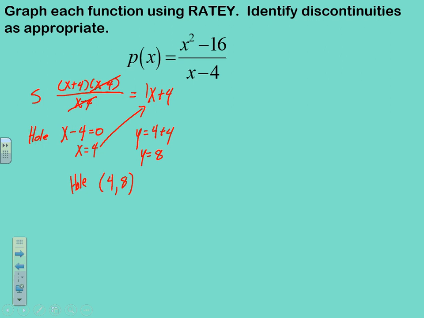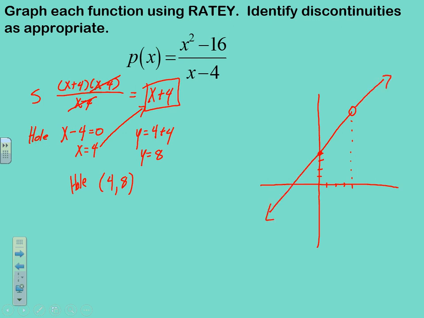Now the simplified function, x plus 4, is a relatively easy thing to graph. It's just a linear function. My y-intercept is at a positive 4. My slope is a positive 1. And we can now identify where the hole is going to be, which would be at (4, 8). So 1, 2, 3, 4, then 3, 4, 5, 6, 7, 8. So here's my hole. What we would have is a function that looks like a straight line, but we have to have our hole identified here in the function.